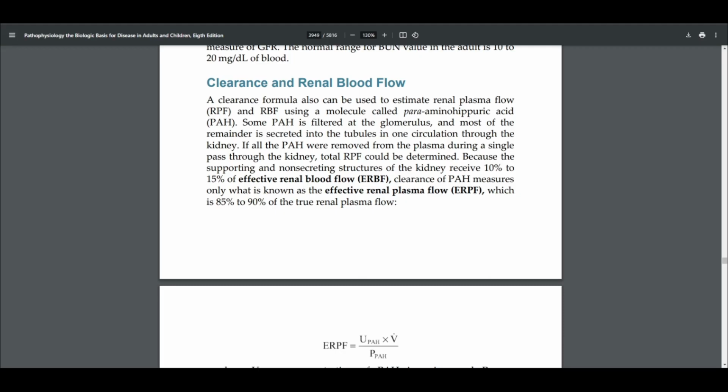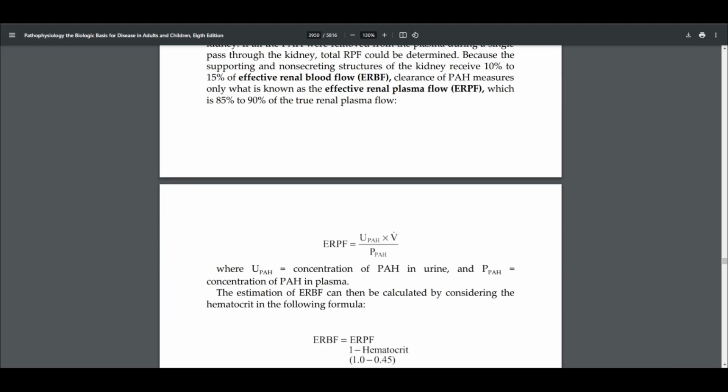If all of the PAH were removed from the plasma during a single pass through the kidney, total RPF could be determined. Because the supporting and non-secreting structures of the kidneys receive 10% to 15% of the renal blood flow, clearance of PAH measures only what is known as the effective renal plasma flow, which is 85 to 90% of the true renal plasma flow.